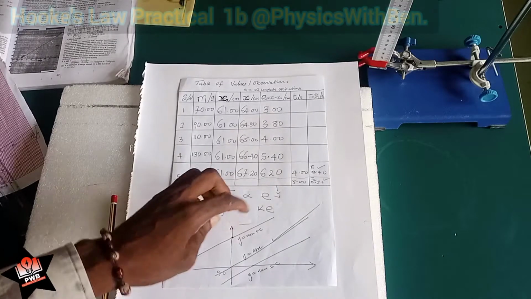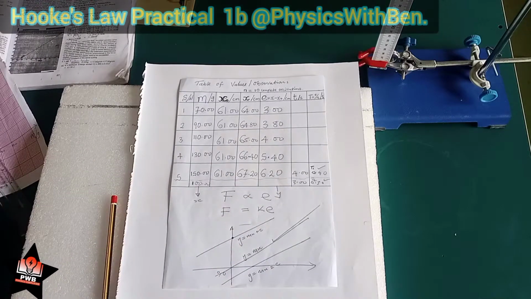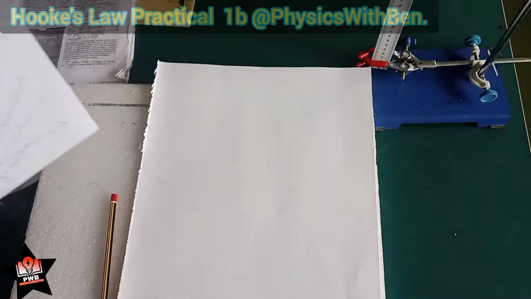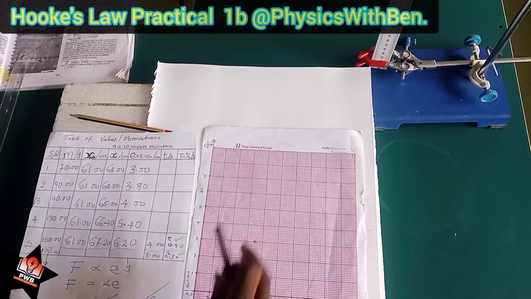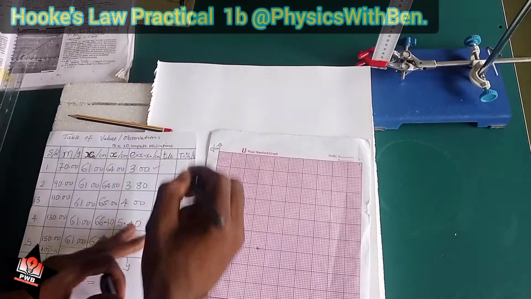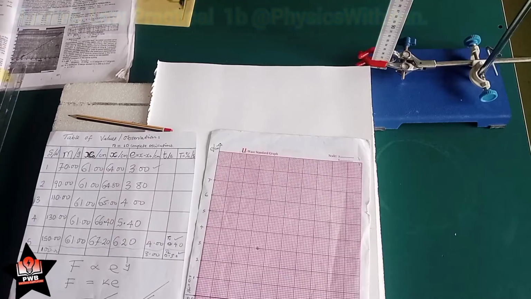The first graph or the second graph, even the third one. So let's see which one we're going to have at the end of the day. We are done plotting the first point. We are done with this point. The second point is 3.8.